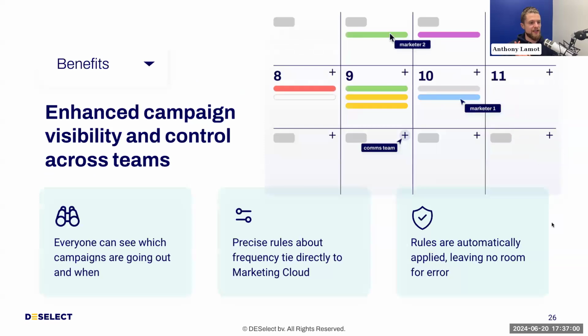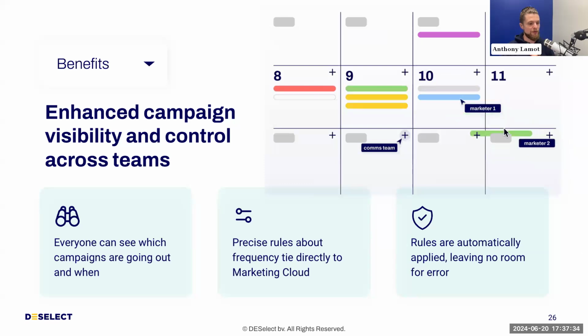The benefits of this is that it enhances campaign visibility and control across teams. On the top right here, you see a visual of a campaign planning module. What we allow you to do is beyond building the rules, we can also offer you an actual campaign planner where you can see into the future and have an idea of which campaigns are going to be saturated, up to the level of individual contacts. So you can plan your campaigns in, say, the next few weeks, but you can already predict which people are going to be oversaturated, so you can still adjust your campaigns.